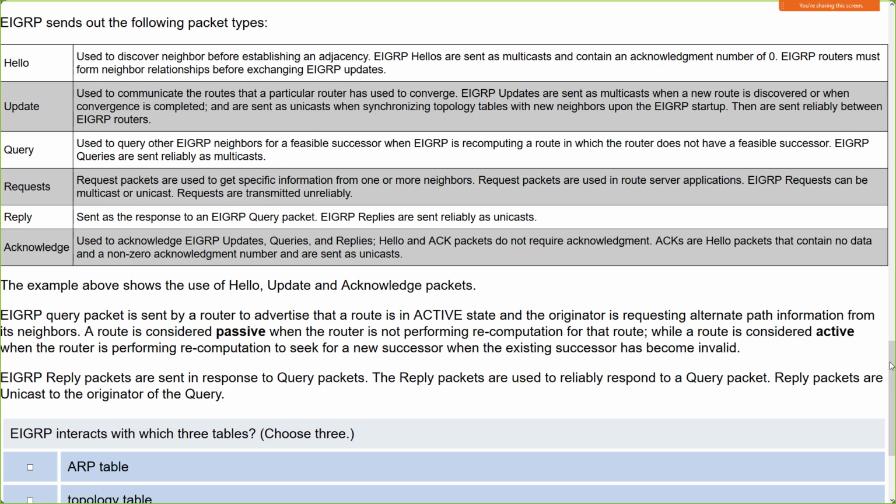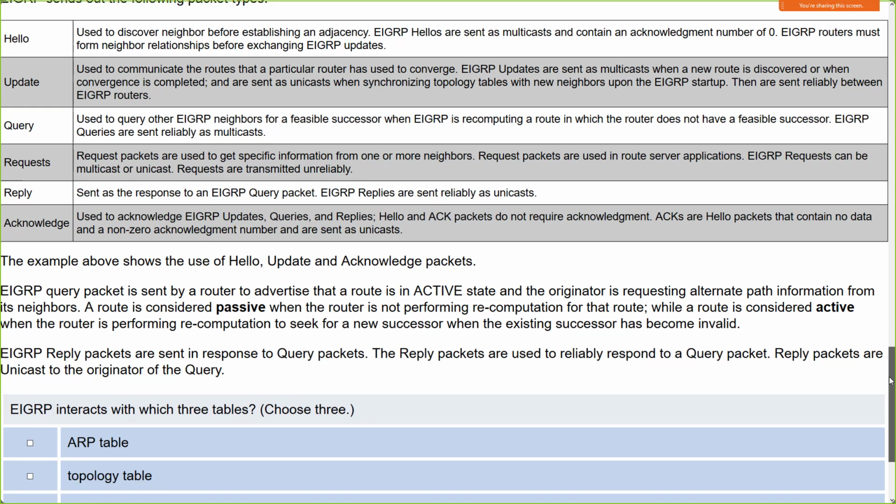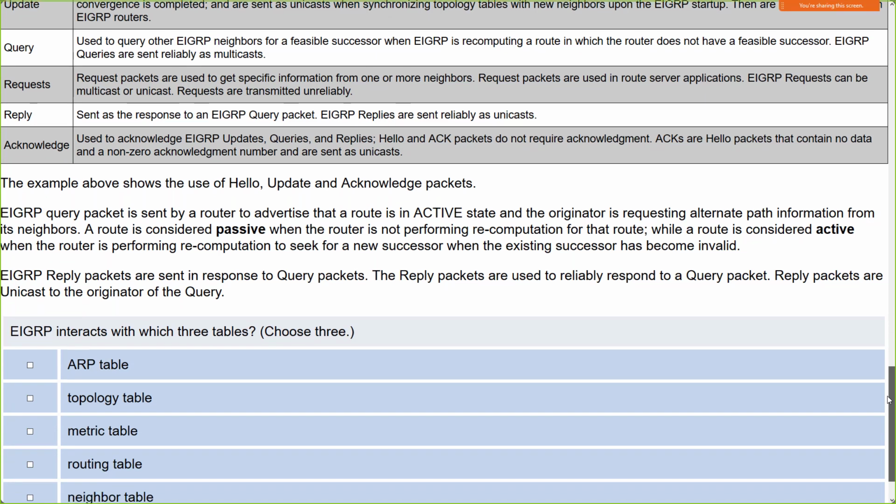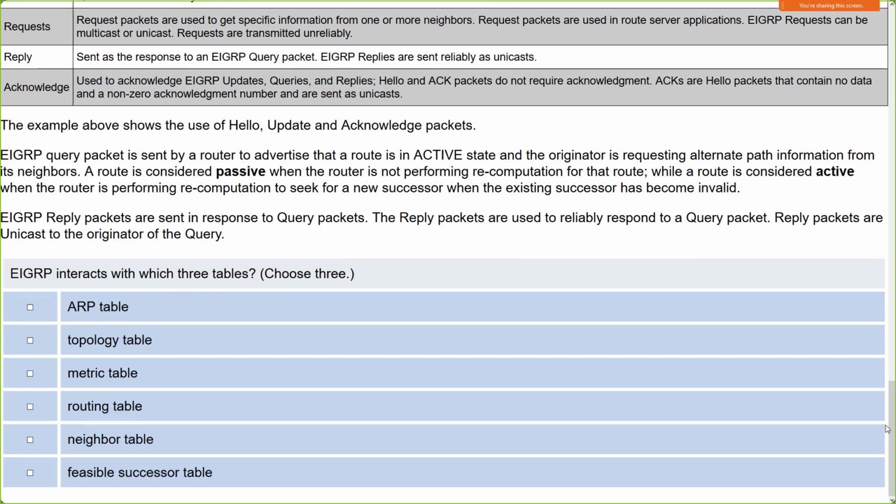Like I said, there's only certain packet types that are actually acknowledged. All right. Let's see. EIGRP packets are sent and reply packets are sent as queries. Yeah, we talked about that.